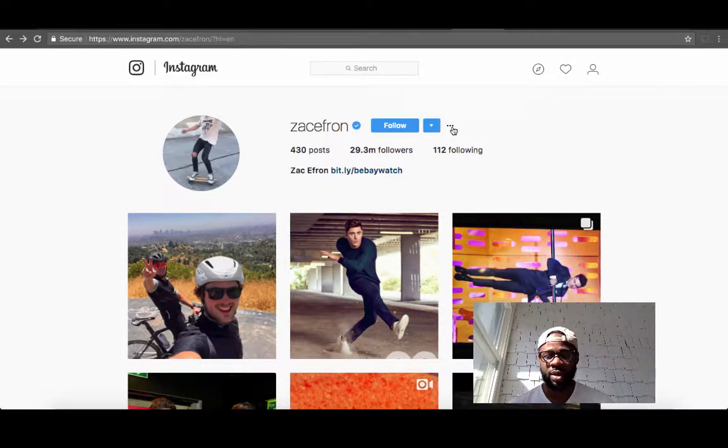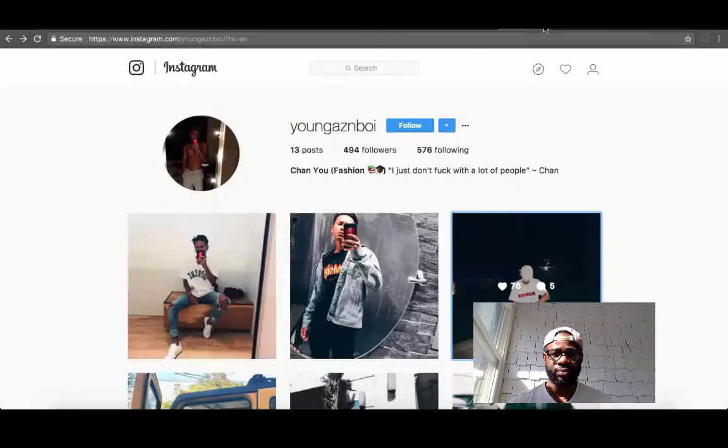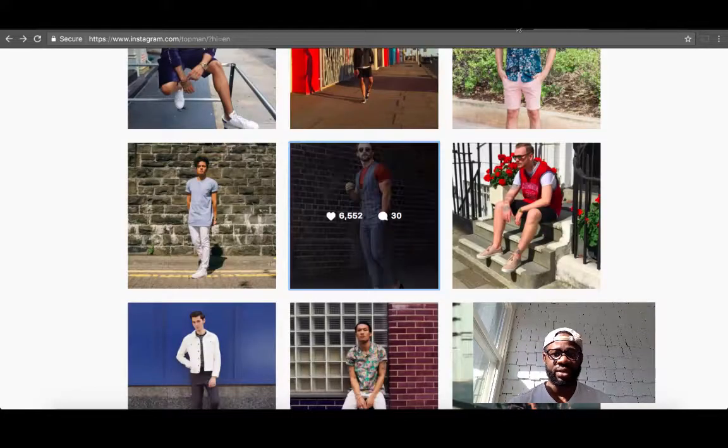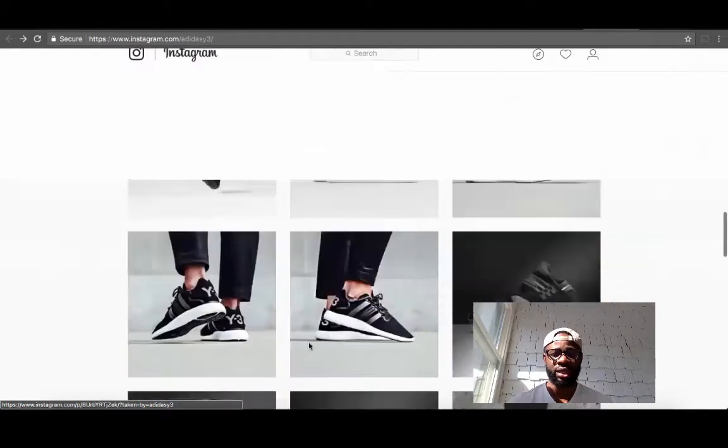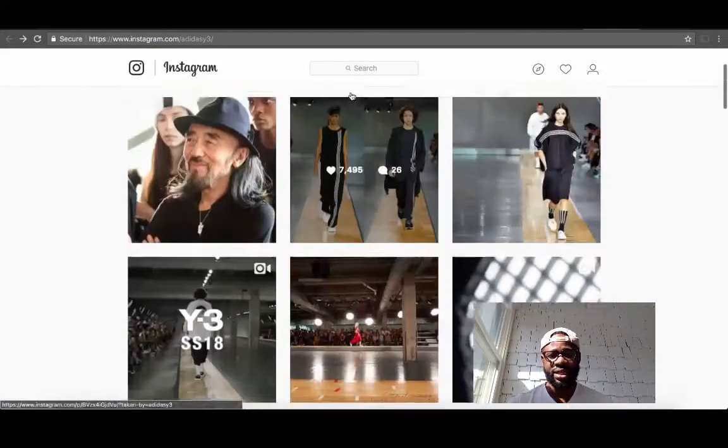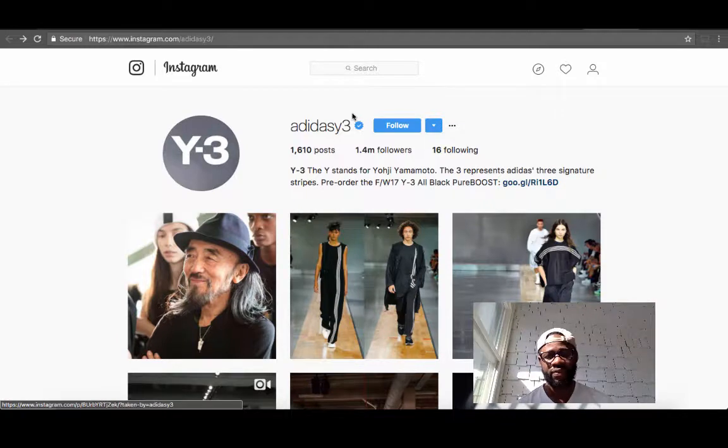And then finally, you want to pick either competitors or specific brands, competitors that are doing really well, or brands that are much larger or older than your brand that you'd like to emulate. So here we have Topman and Adidas fashion brand Y3. I've gone ahead and selected these ahead of time just so that we have a few models that we can take a look at.